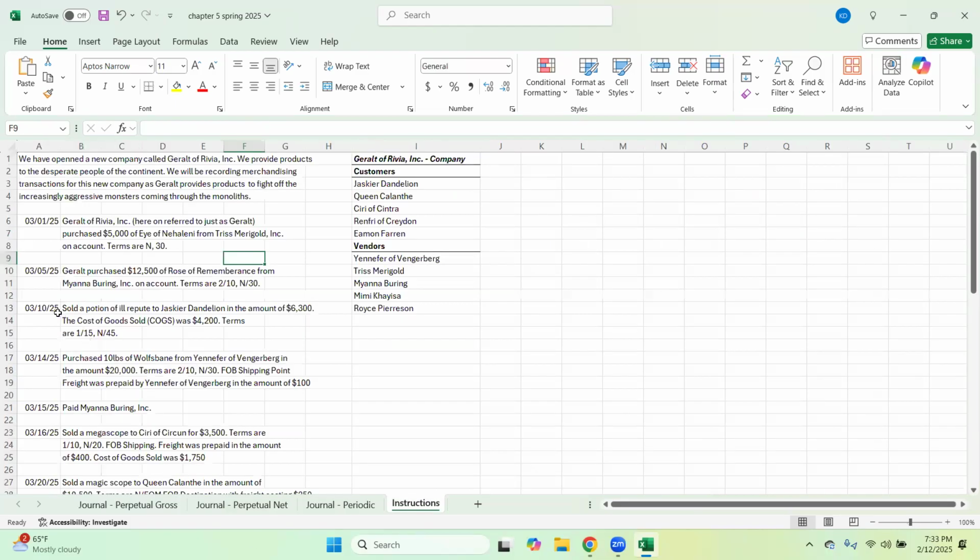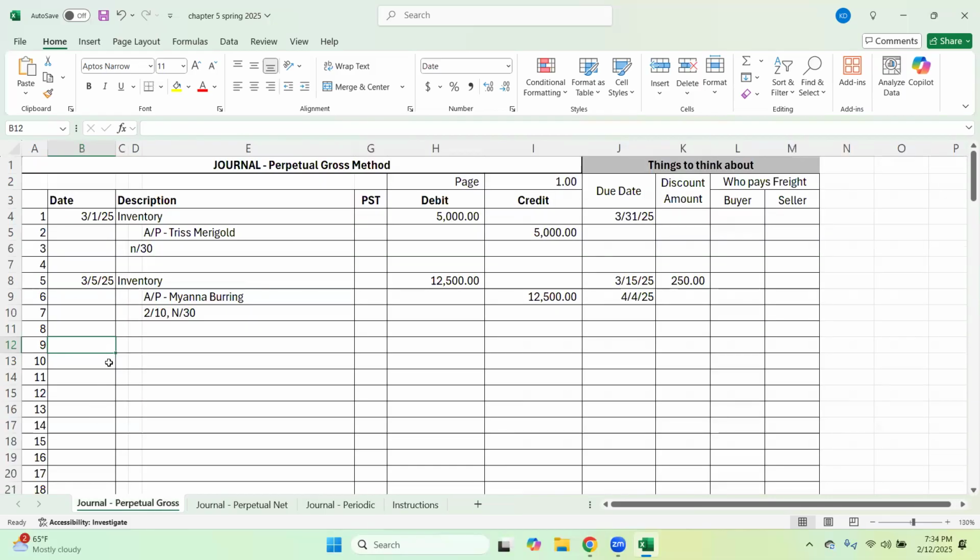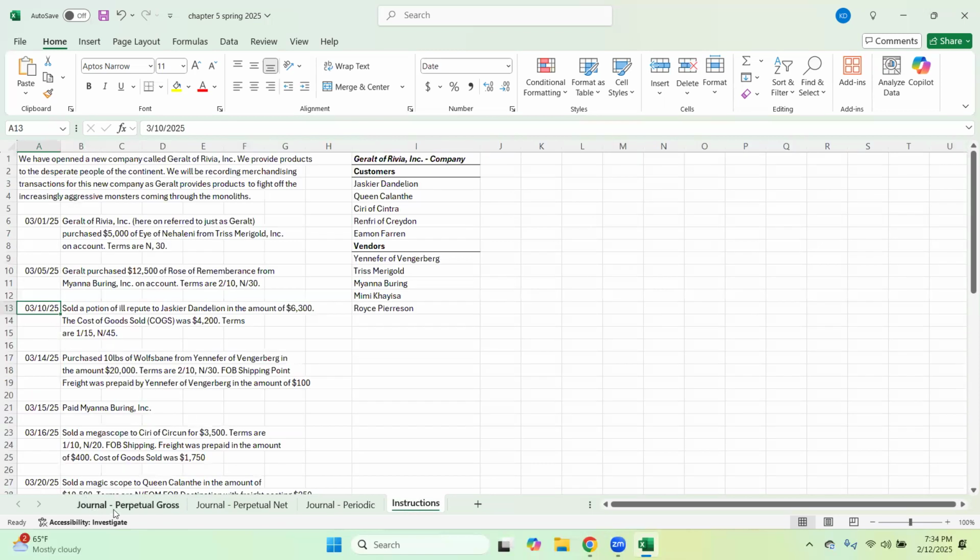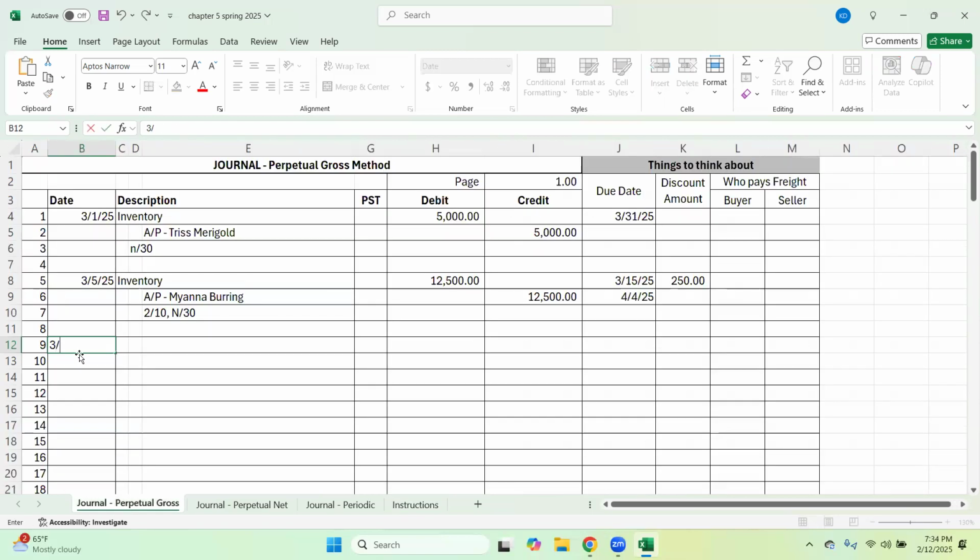Our next instructions on 3/10, we sold a potion of ill repute to Jaskier Dandelion in the amount of 6,300. Cost of goods sold was 4,200. Terms are 1/15 net 45. So let's go get that ill repute sold. Okay, and it's going to be on account because I've got terms. I should have printed this out, shouldn't I? That way I can see it real fast.